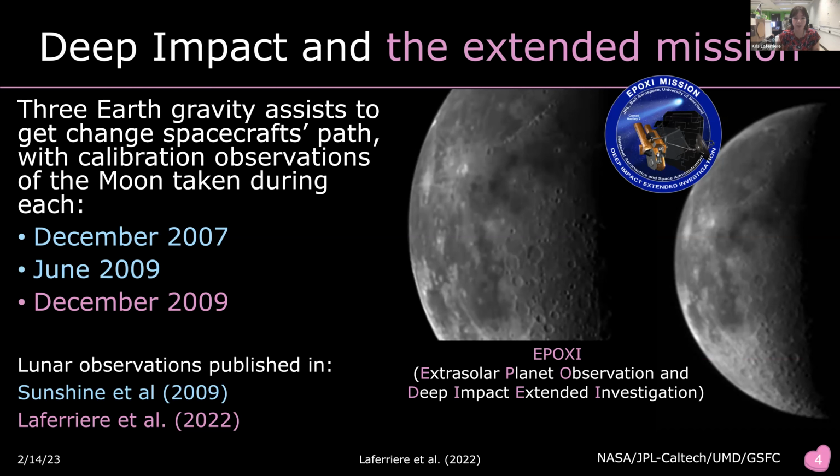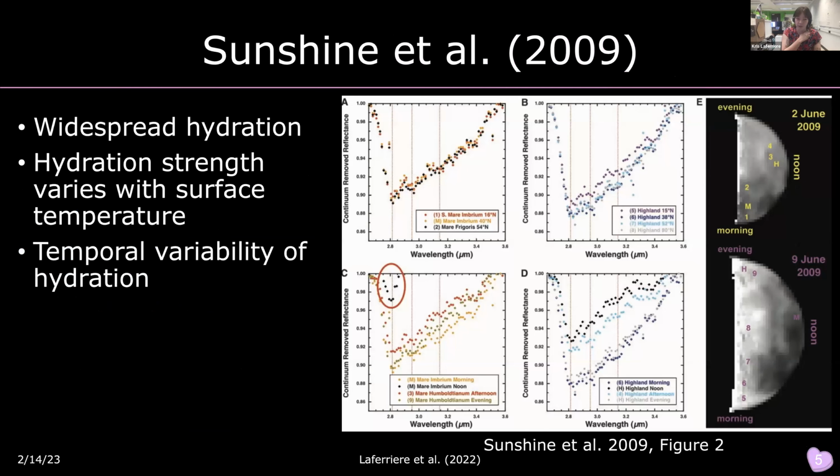And so the December 2007 and June 2009 gravity assists are presented in Sunshine et al. 2009, and the observations from December 2009 are presented in my 2022 paper. So as a little summary, if you're not familiar with Sunshine et al. 2009, they looked at these calibration and science images, and they found that the lunar surface has widespread evidence for hydration, this 3 micron band. And they found that this hydration strength varies with surface temperature, and they also found evidence for temporal variability of this hydration.